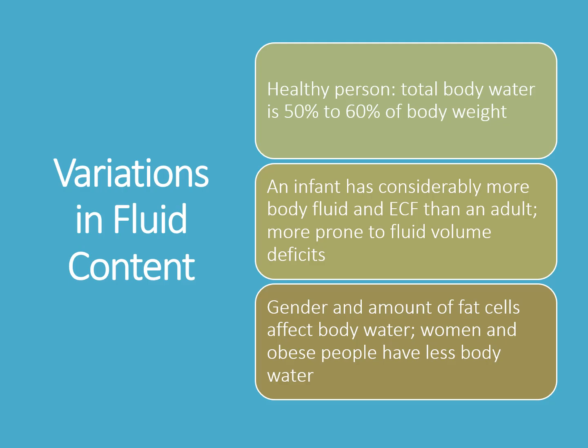Fat cells contain very little water, while lean tissue is water rich. So individuals with more body fat, such as those who are obese, have a lower percentage of total body water relative to their weight. Biologic sex matters too. Women typically have more body fat than men, which means they generally have less body fluids. As we age, our total body water decreases. Older adults tend to have more fat cells and less muscle mass, which further reduces their fluid percentage. After age 60, their total body water drops to about 45% of their body weight, increasing the risk of fluid imbalances in this population.